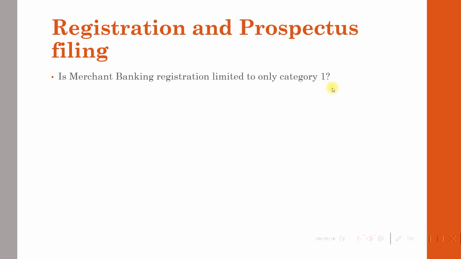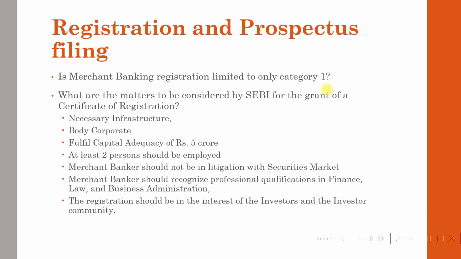Now, is merchant banking registration limited to only category 1? Merchant bankers under category 1 can carry out activities relating to issue management, including the preparation of prospectus, determination of the financial structure of a company, final allotment of securities, refund to subscribers, as well as tie-up of financiers. Yes, it is true that merchant banking registration is now limited to category 1. Now, what are the matters to be considered by SEBI for the grant of a certificate of registration? That's the next question.